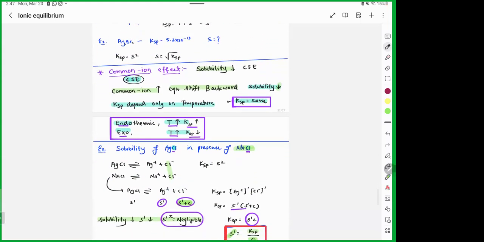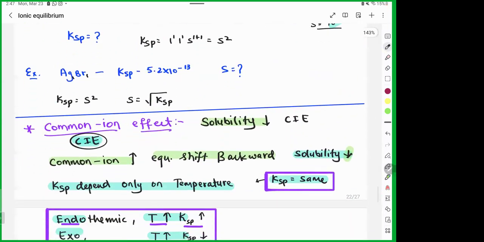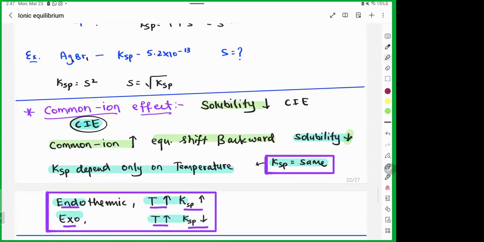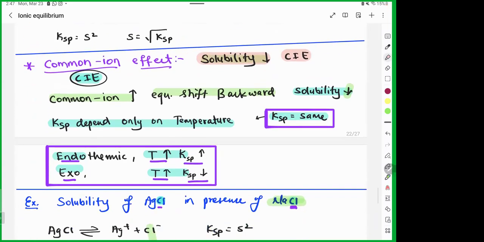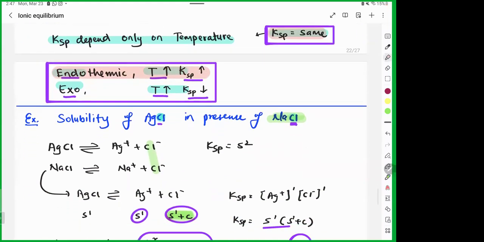Last topic of this chapter is solubility. In solubility, you should know common ion effect. Whenever there is common ion effect, solubility will decrease. In common ion effect, degree of dissociation decreases, solubility decreases. But KSP value remains same because KSP does not depend upon the solubility or the common ion. This rule you already know. We already discussed: endothermic, temperature increase, K value increase.